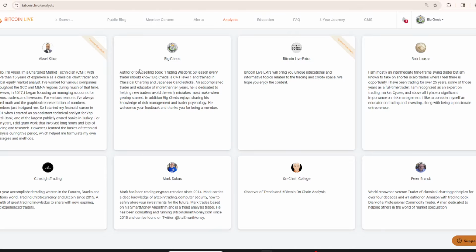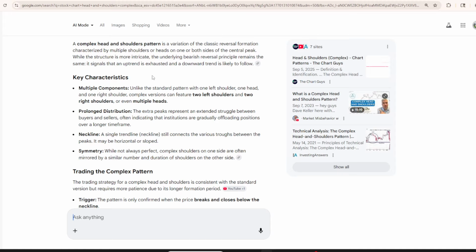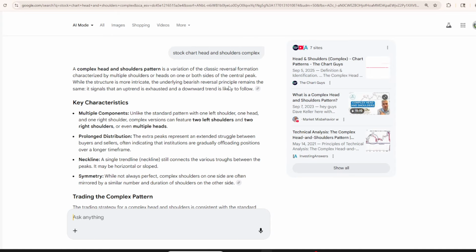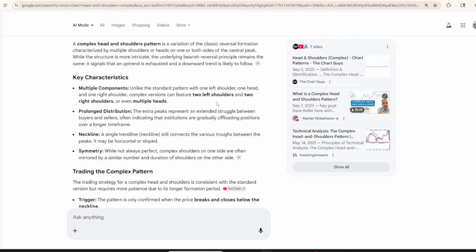For today's lesson, we're going to talk about a pattern called the Head and Shoulders Complex. You've seen the Head and Shoulders, inverted Head and Shoulders. We've even called it Three Buddha and inverted Three Buddha. And I have videos on all those, but this is a video specifically on the complex. So what does it mean?